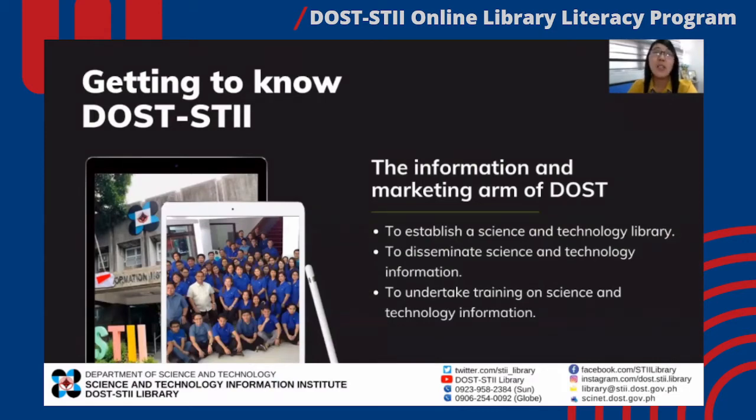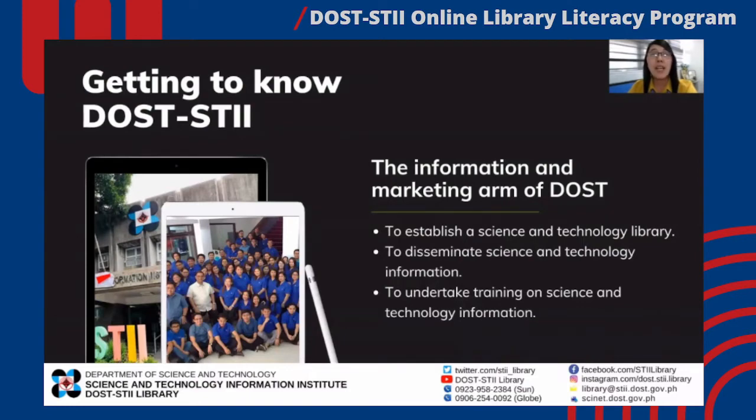DOST-STII is one of the attached agencies of the Department of Science and Technology. We are the information and marketing arm of DOST. We have three mandates. We are mandated to establish a science and technology library. So that's the DOST-STII library. Next is to disseminate science and technology information.